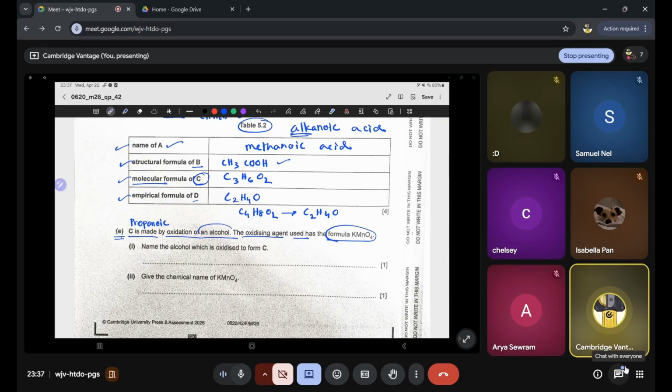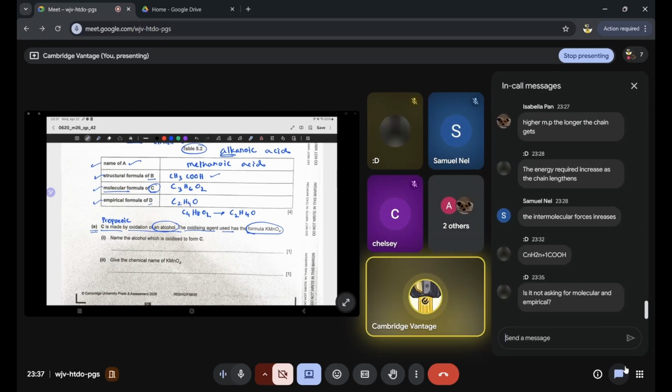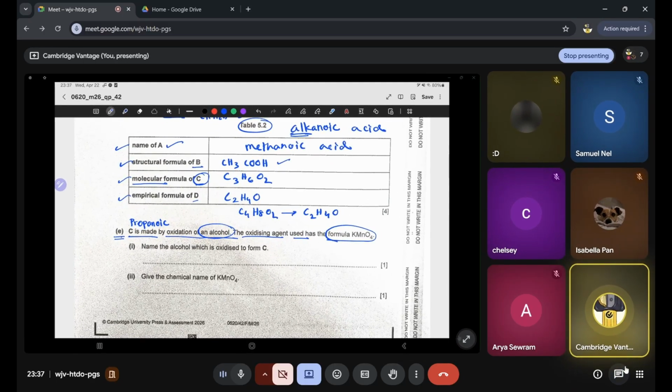So they're saying it's made by the oxidation of an alcohol. To get propanoic acid, we would use an alcohol that has the same number of carbons. So what is an alcohol containing 3 carbons? It's just propanol. But over here, instead of writing propanol, I want you guys to specify propan 1-ol, because when you go to AS, you're going to learn that only certain alcohols can be oxidized to carboxylic acids.